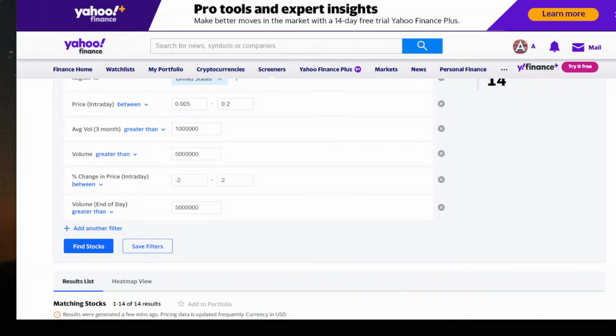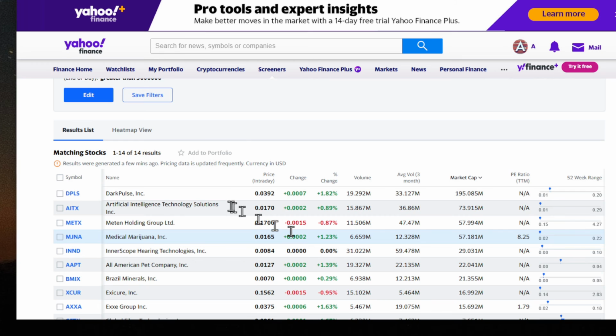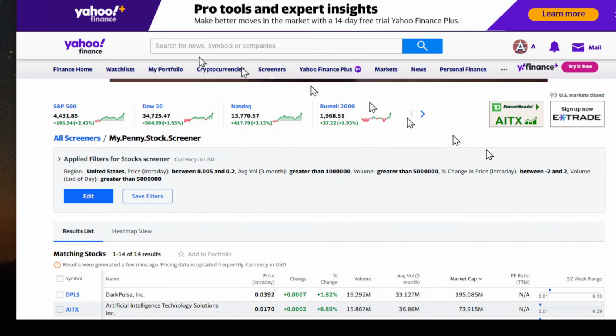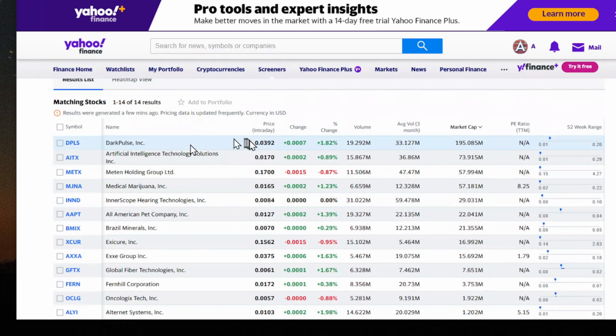And before I forget, probably the most important thing to end with is we want to save our filter, give it a name. I'm going to say my dot penny dot stock dot screener, and I'm going to hit save. And then whenever you come to Yahoo Stock Screener, you can either edit the parameters, the values, or it'll just run it, and then you'll have different results depending on when you run it.